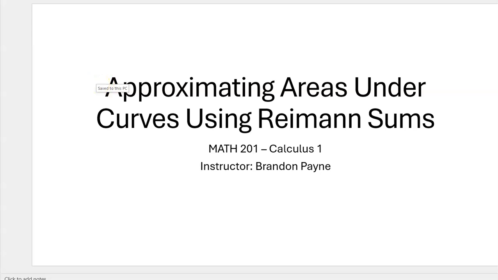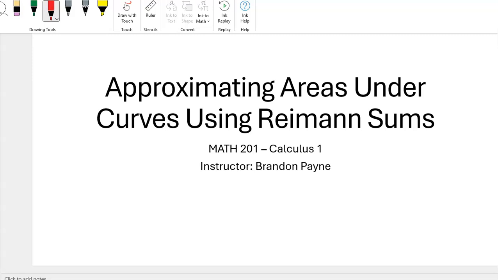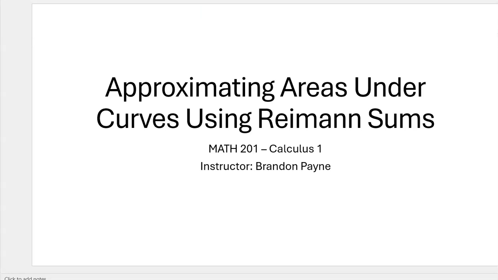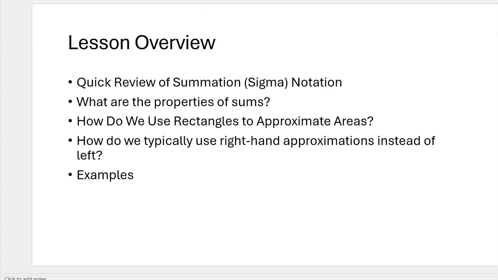Howdy crew! In this video we're going to discuss what's called a Riemann sum. Now Riemann sums are used to approximate the areas underneath a curve, meaning we're measuring from the curve down to the x-axis. Now in this lesson we're going to do a quick review of what summation or sigma notation looks like. You looked at it back in Algebra 2 and Pre-Calc, so a quick review of that.